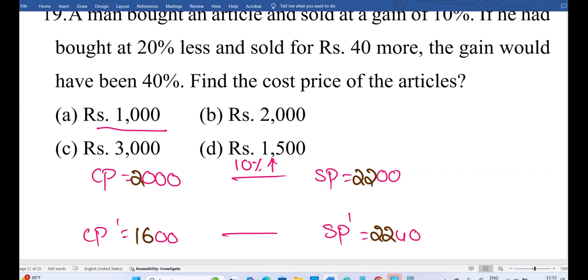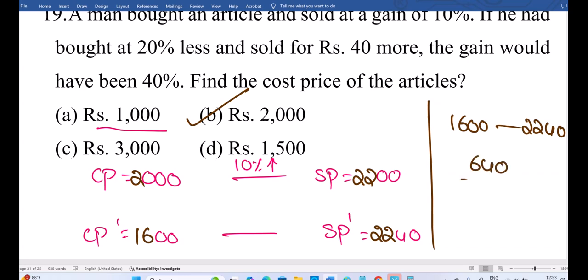640. 640 is 40%, correct. Option B is correct. 640 with respect to 1600 is 40% only. How much increase do you see? 1600 becomes 2240. 640 rupees is the profit with respect to cost price into 100. This cancels 40 times exactly.